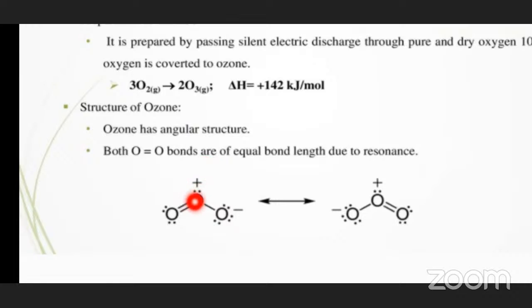Here, between these two oxygen atoms, there is a pi bond. That means there are two bonds: one is a sigma bond, another is a pi bond. That means there is a double bond. Between this oxygen and the other oxygen, there is no double bond; only a single bond is present. Here the number of electrons is 1, 2, 3, 4, 5, 6, 7, 8. Up to this, it obeys the octet rule. Whereas here there is no double bond.